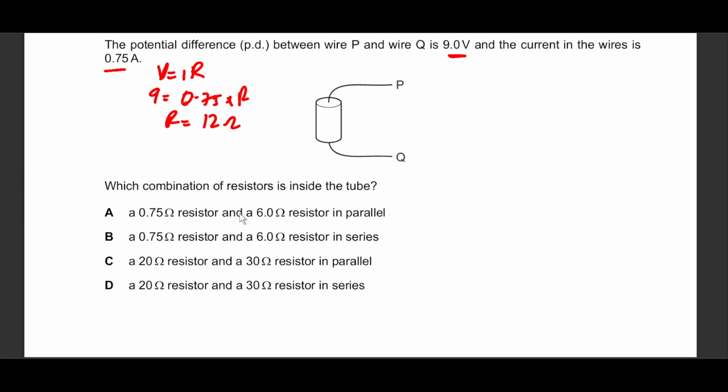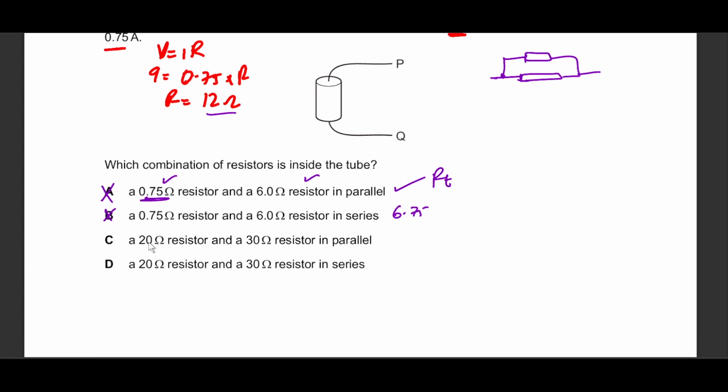Now let's see, he says what could be between P and Q. 0.75 and 6 ohms in parallel. You see, in a parallel combination, whichever is the smallest element actually decides what the final resistance is going to be. So if this was true, then the total resistance would be smaller even than 0.75. This is wrong. 0.75 and 6 ohm resistors in series, they will be added together. So this becomes 6.75, which is again wrong because we're looking for 12.